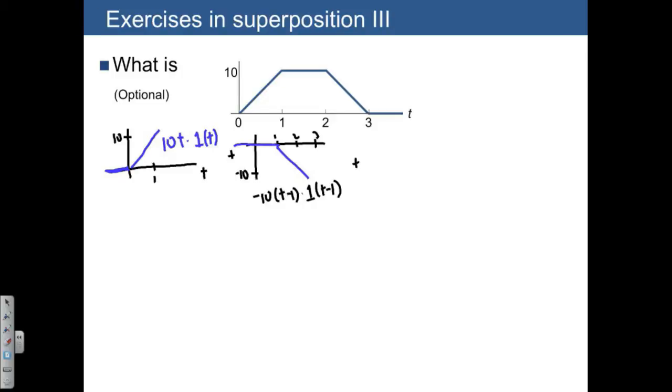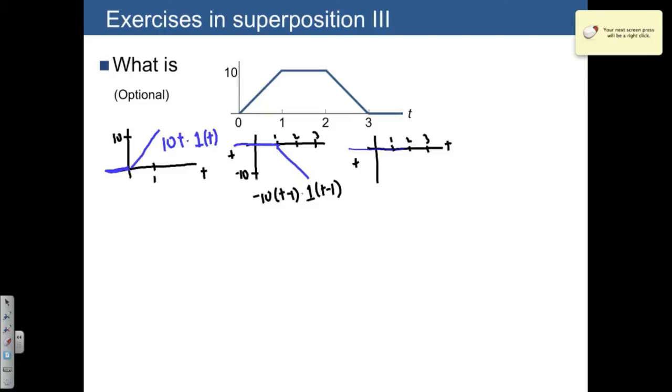Then we're going to have another subtraction, and this is going to happen at time 2, similarly with a slope of minus 10. And so we expect something to be doing something like this. Again, it has a slope of minus 10, and we write this as minus 10, a ramp shifted to the right by 2, and it needs to be 0 for all time before 2.